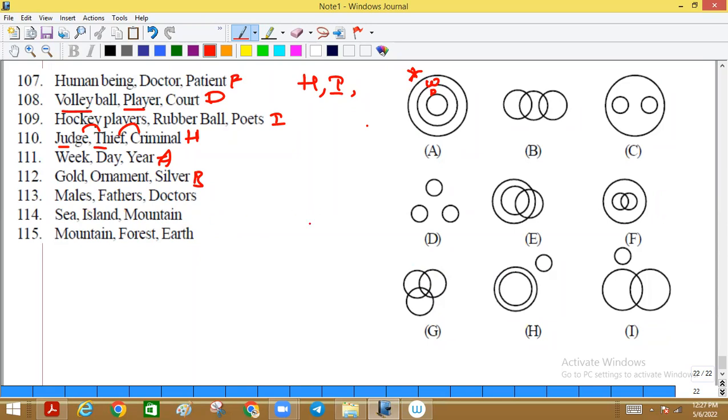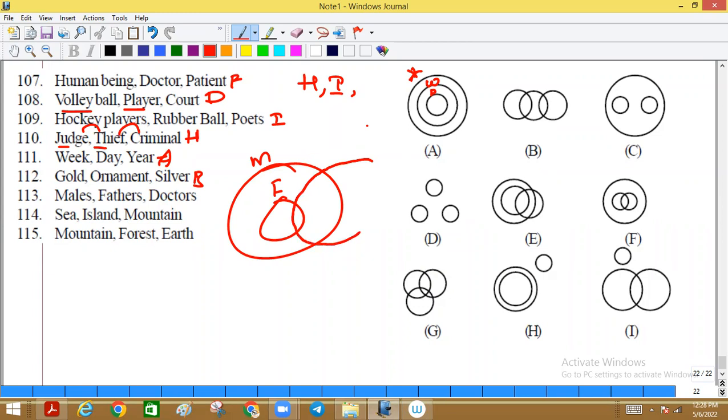So are all males fathers, or all fathers males? All fathers are males. Okay. Now what about doctors? Some males are doctors, some male fathers are doctors, and there are some female doctors. So this is the doctor. Option E is the answer. Yes, E is the answer.